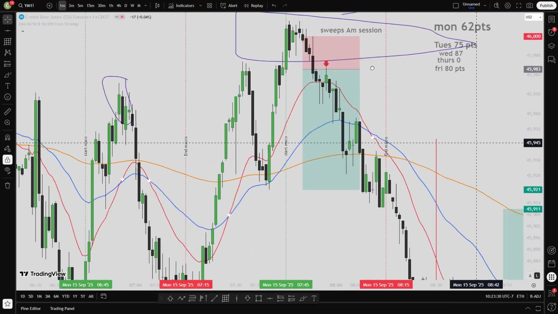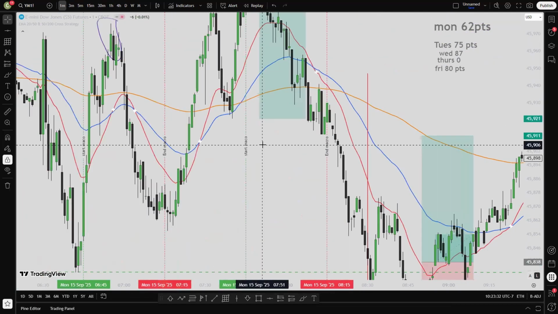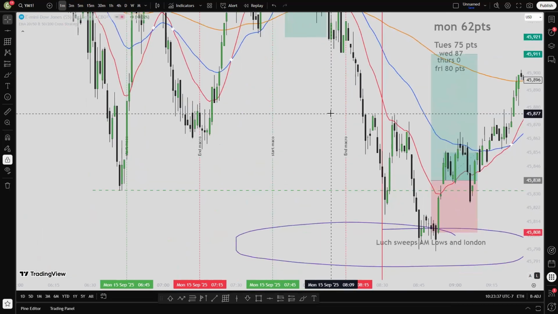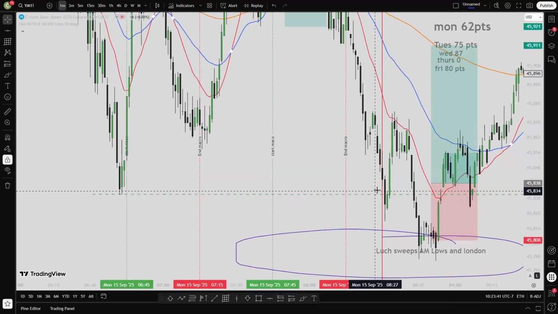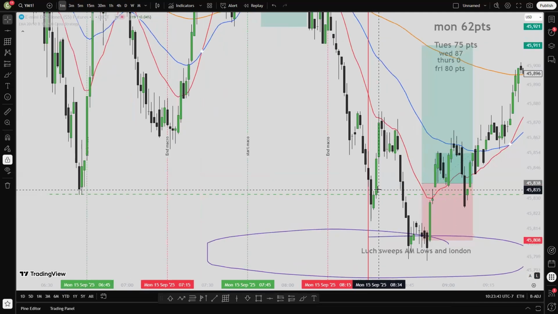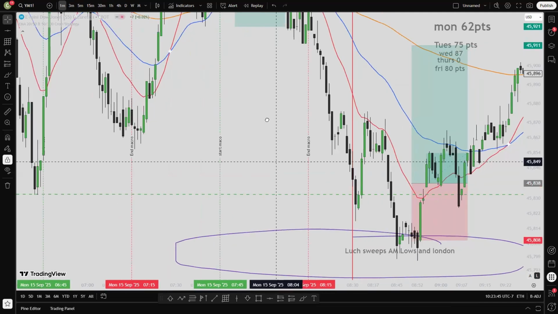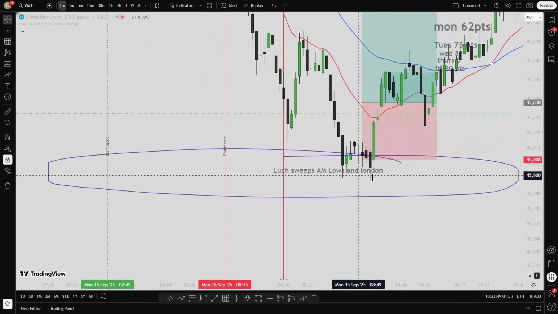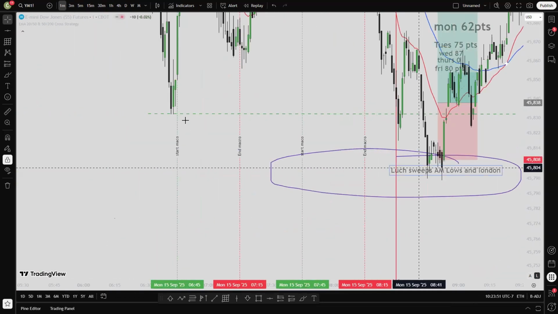Moving forward, actually I'll show one more trade. Even though after you've completed a trade for the day you do not keep trading, if you had some evals you maybe wanted to get past, here's another one right here. So we've come down and we've swept the AM lows and London down here, right on this circle right here.